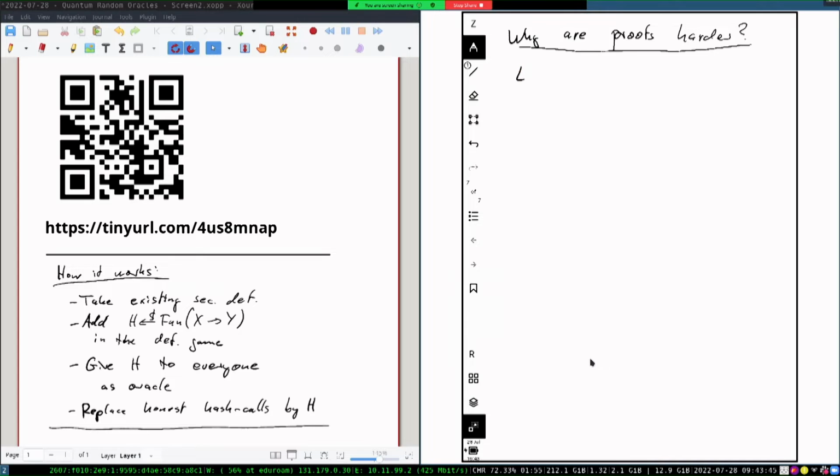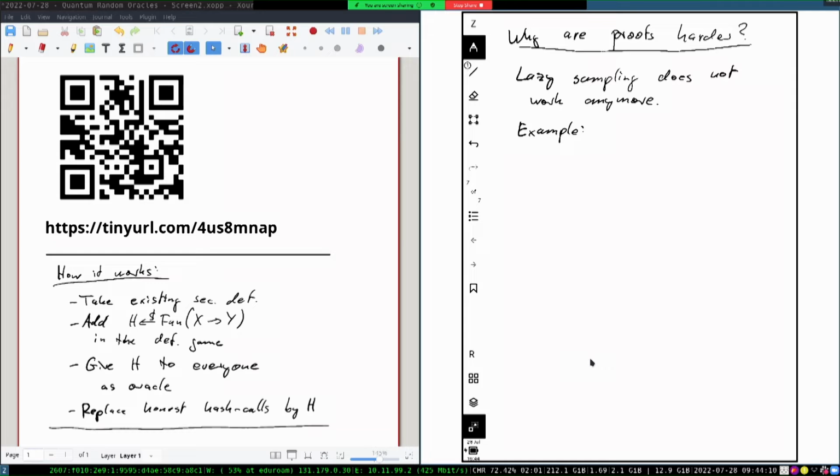But now lazy sampling does not work anymore. So that's unfortunate. And why is that the case? Look at the following examples.